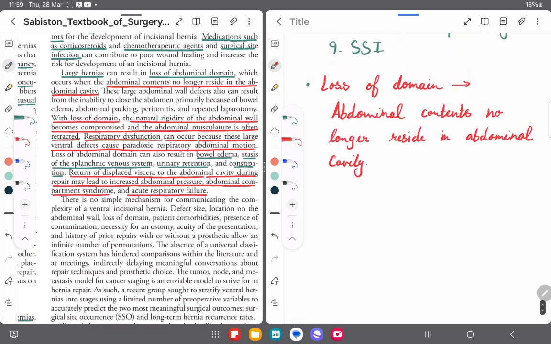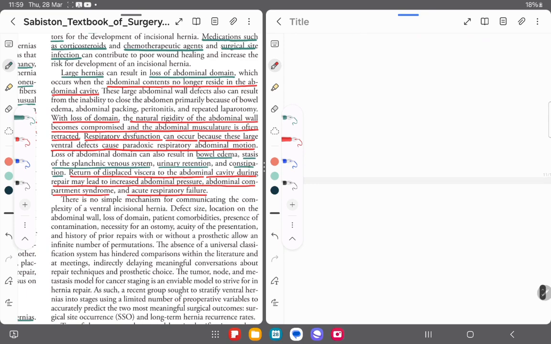So what is loss of domain? Loss of domain is when abdominal contents no longer reside in abdominal cavity. These large abdominal wall defects can also result from the inability to close the abdomen, primarily because of bowel edema, abdominal packing, peritonitis, and repeated laparotomy.